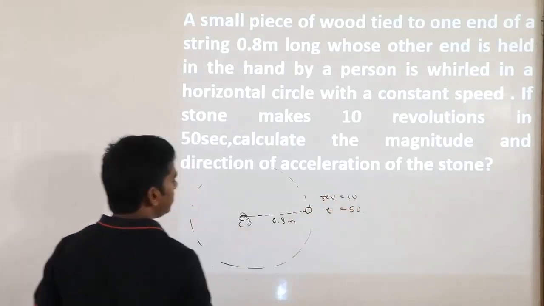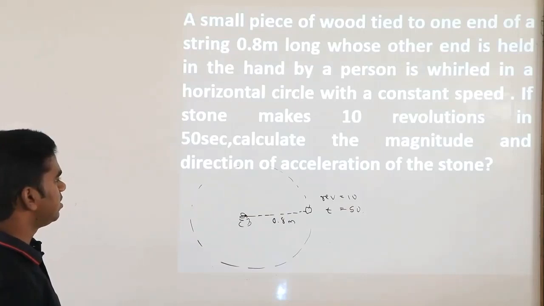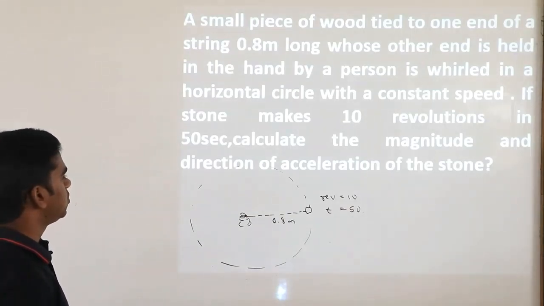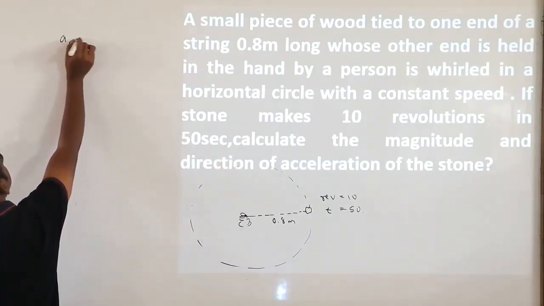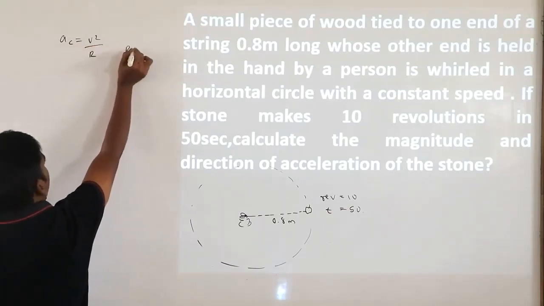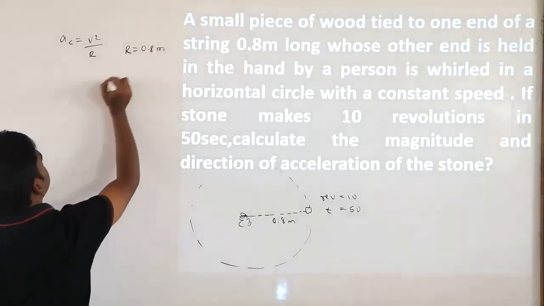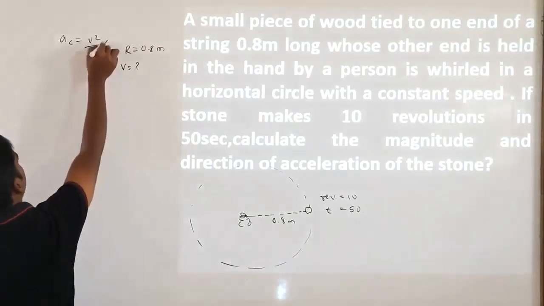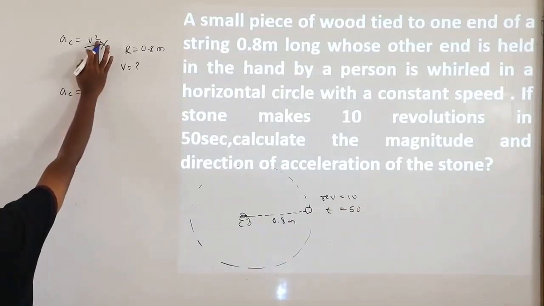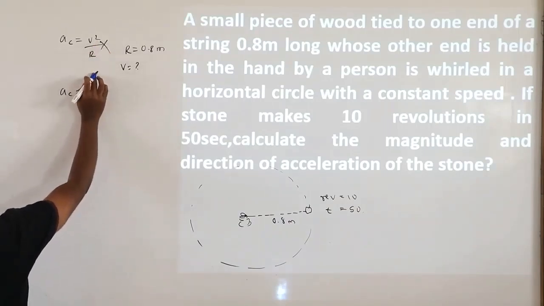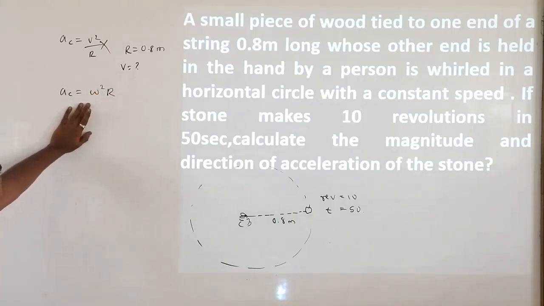In 50 seconds means you can calculate the frequency here. They are asking to calculate the magnitude and direction of acceleration. In circular motion, it is obviously the centripetal acceleration. Centripetal acceleration is V square by r. R is given, 0.8 meter, but V is not given, so this formula won't work. But I have one more formula: a c equals omega square into r.